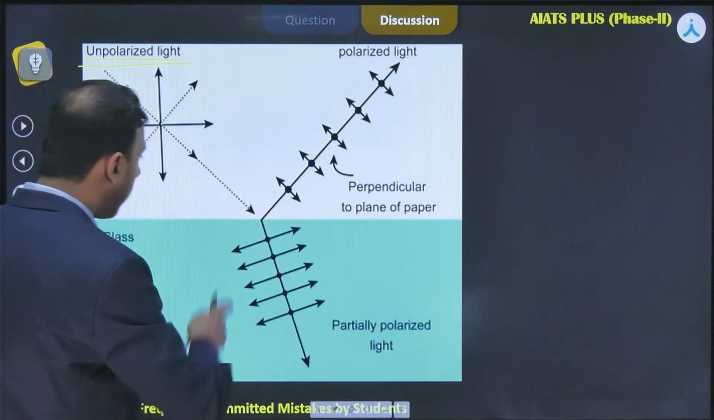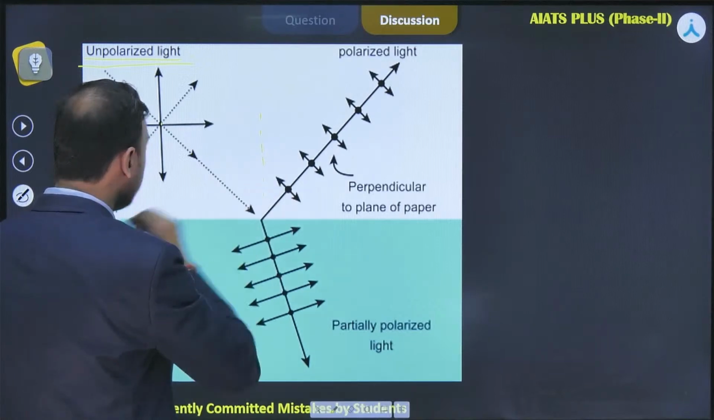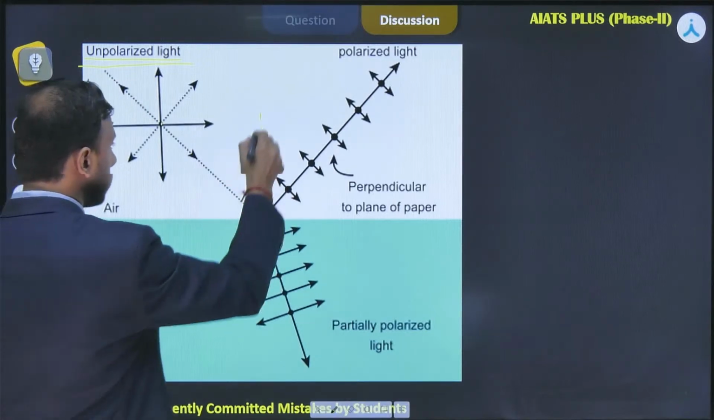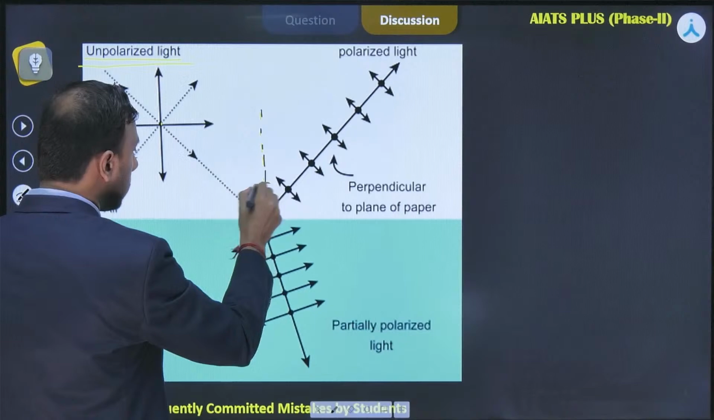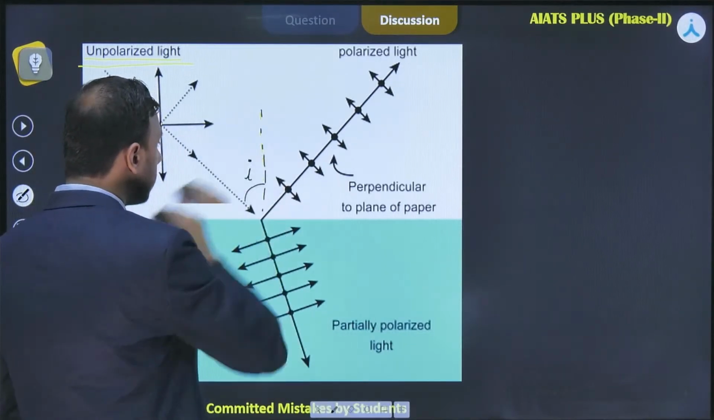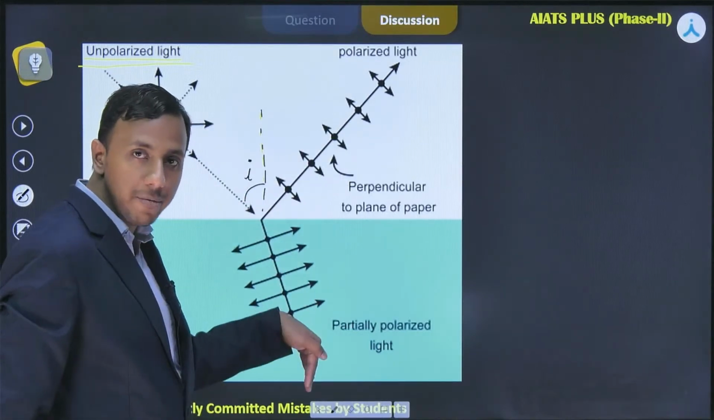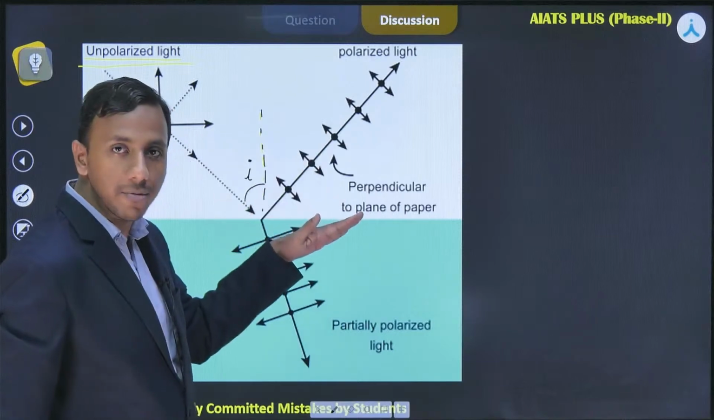Okay. And what will be the angle of incidence? What do we have to do? We have to draw a normal, isn't it? This. And this will be your angle of incidence, I. And what will happen? Some part will get refracted and some part would get reflected, right?